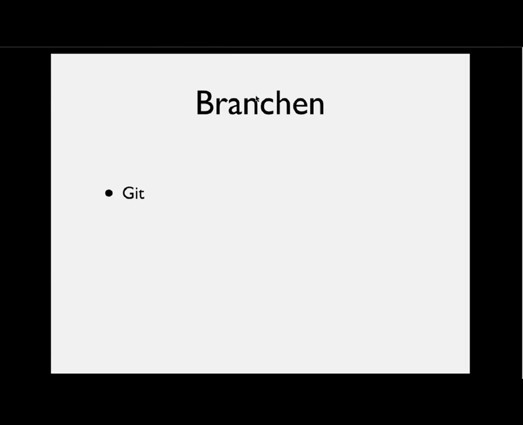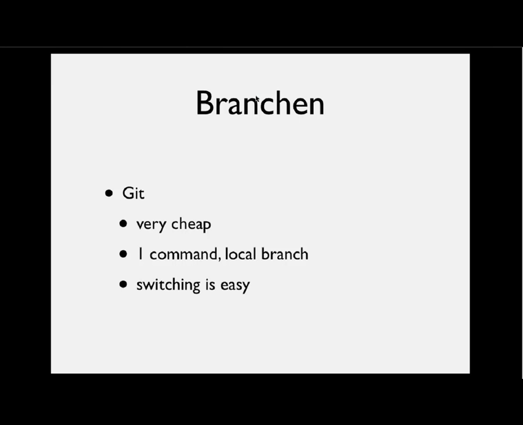Branching in Git works a bit differently, because it's all local, because your repository is local as well. So it's very cheap. You just create a branch and that's it. It's one command, and you created a local branch, and you can work in that branch, and then once you're done, you can merge changes back. Switching is very easy. You just type a single command and it will switch over. So it's very easy to work with different branches and keep track of different branches.